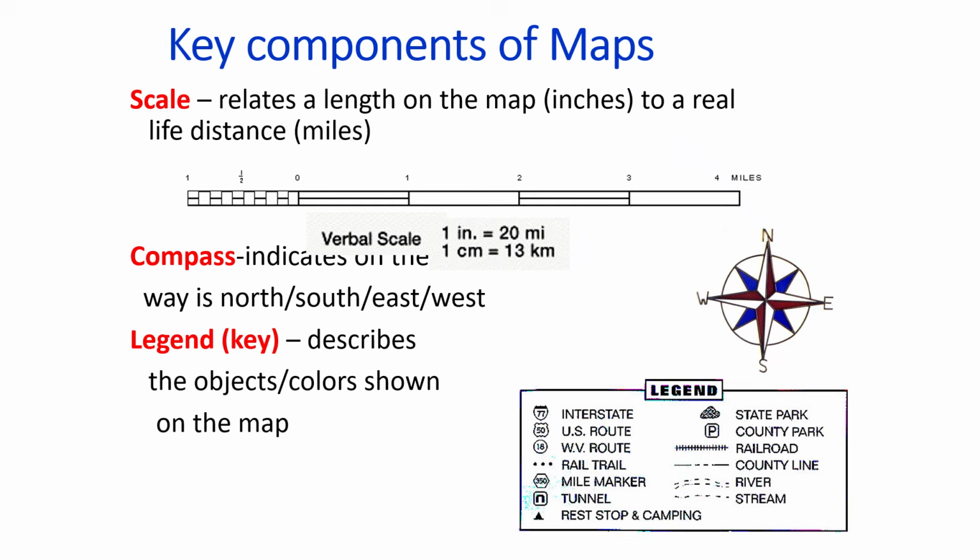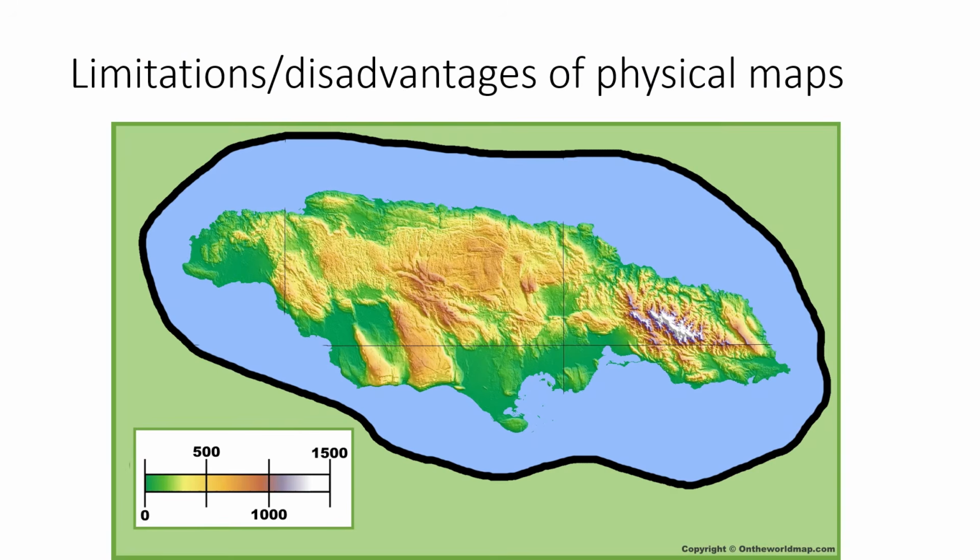What do the colors mean? It can also tell us what's the difference between this road and that road. Oh, there's a tunnel in the mountain. There's a railroad track here, not there. What's physically at a particular location. Now, look at some limitations of physical maps, though. This is a physical map. You can see it's got a scale here, and it kind of tells us where is the land low versus where is the land high up.